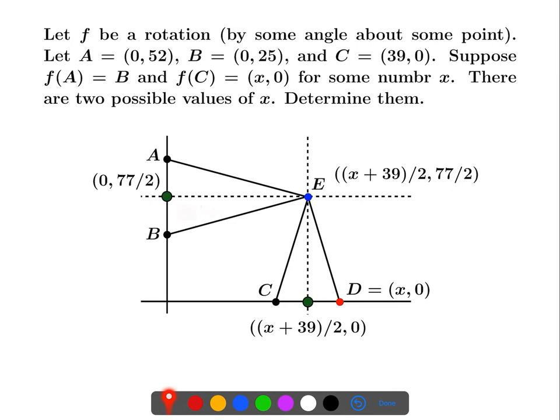Now, if I'm going to show these two triangles, well, I know they're similar. If I'm going to use that, I'm going to use somehow the ratios of sides. I need to compute some side lengths here. This one's not too bad. This is 25 again. So we want 77/2 minus 50/2. That's going to be 27/2.